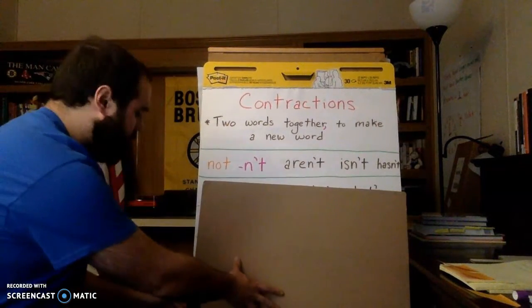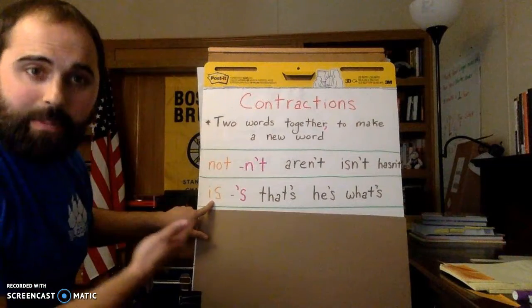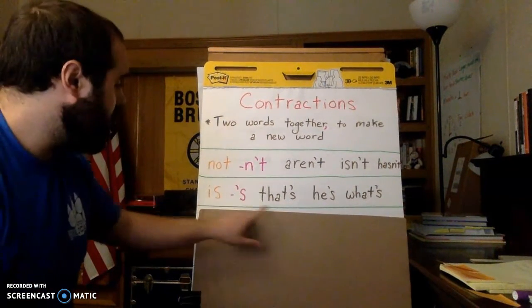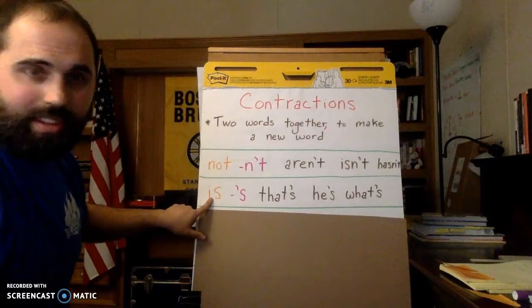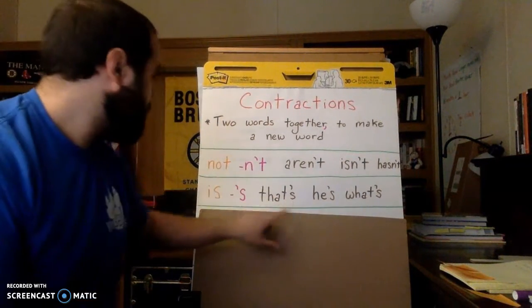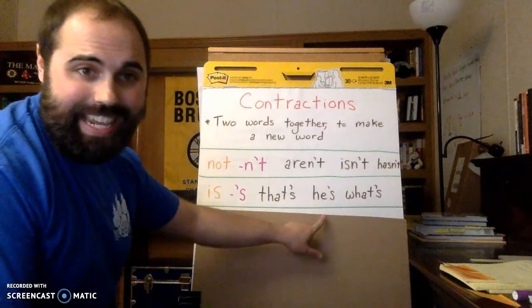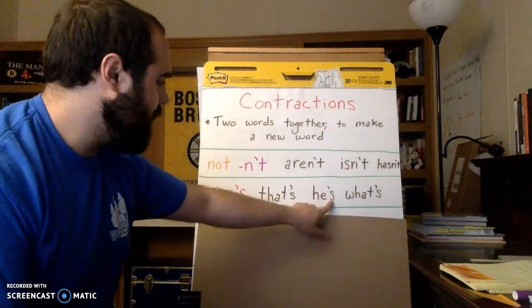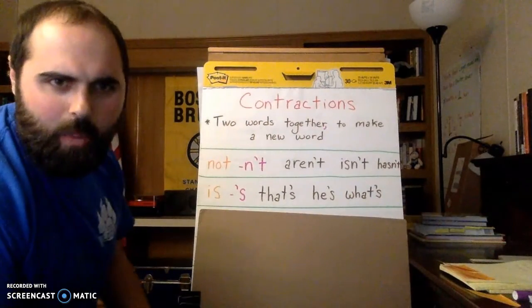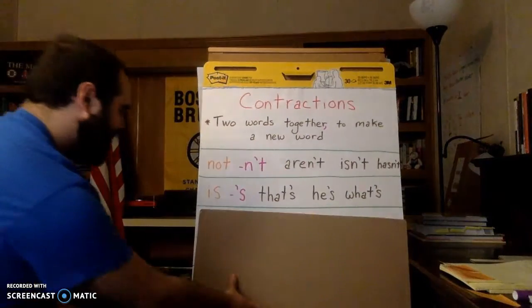So that's for not. For the word is, word plus is, we use apostrophe s at the end of the word. Like that is turns into that's, apostrophe s. He is, we could say he's, he apostrophe s. Or lastly, what is the answer? What's the answer? What apostrophe s.